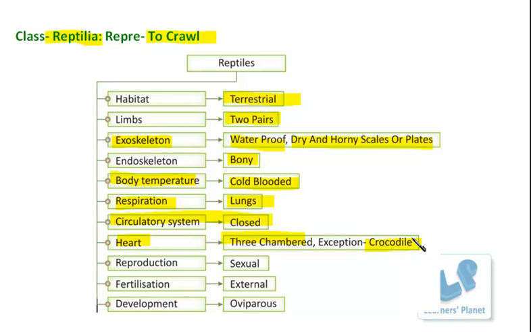Besides this, the reproduction is sexual and fertilization is internal. I'm very sorry, it is written external here, and this is wrong. By mistake it is done here. Let me correct this point. The fertilization in this group is internal. That means fertilization takes place inside the female body, and they then lay eggs.